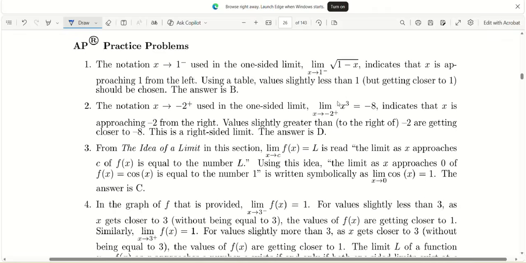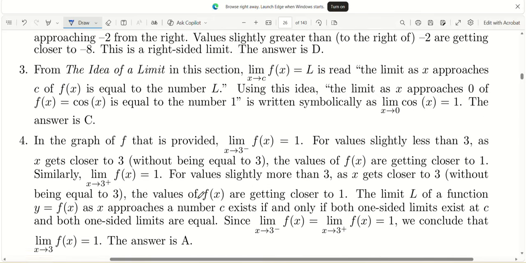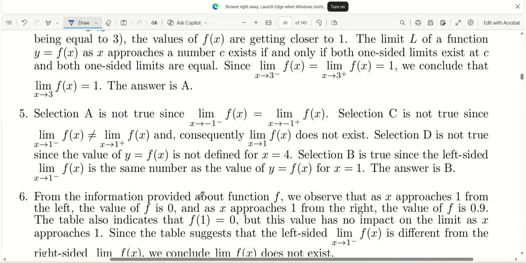Okay, if we did the odds. Here we go. Number 1 should be Bravo. Number 3 should be Charlie. Number 5 should be Bravo. A is not true because the limit from the left is equal to the limit from the right.